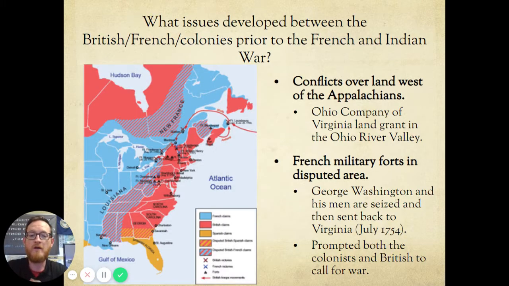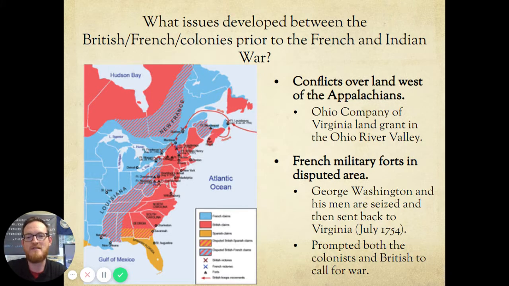So what are going to be the issues that lead to the French and Indian War? One of the things you're going to have is conflict over land west of the Appalachian Mountains. If you look there on the map, you can see the area that is in blue and red together, that is disputed territory between the French and the English during this time.